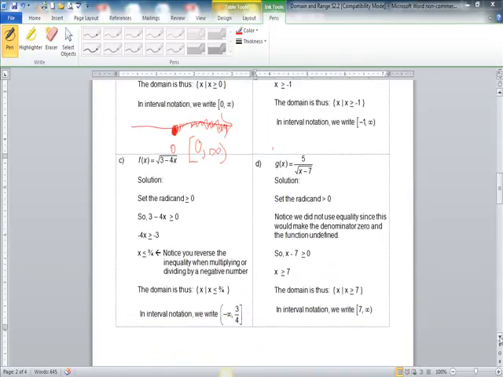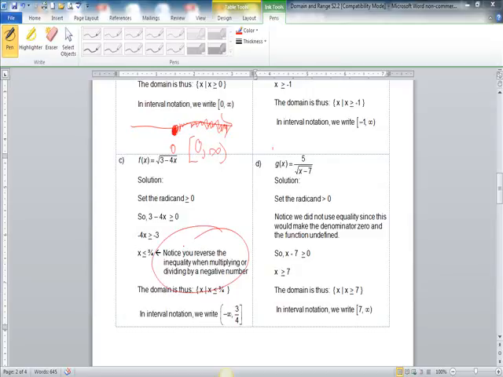Example C. F of x is the square root of 3 minus 4x. Again, we set the radicand greater than or equal to 0. So 3 minus 4x is greater than or equal to 0. Now be careful when we solve this. What I decided to do was subtract 3 from both sides. That gives me negative 4x is greater than or equal to negative 3. To solve this, we divide by negative 4. Remember, we reverse the inequality symbol when we multiply or divide by a negative number. And so what we end up getting is x is less than or equal to 3/4.